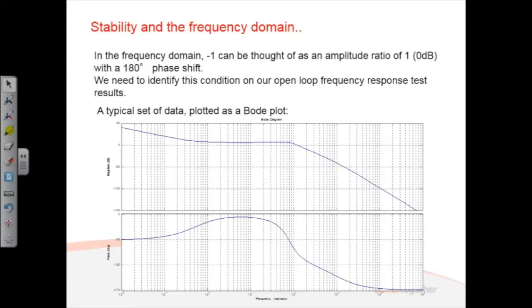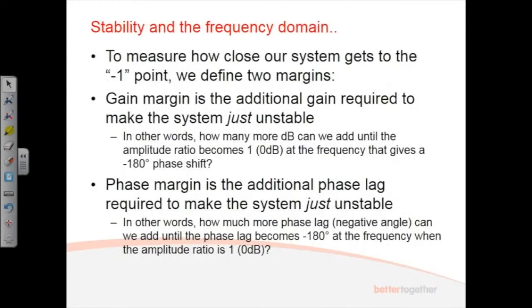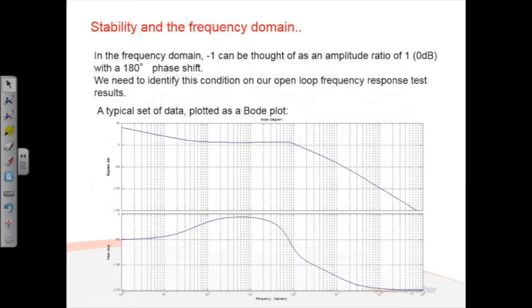Here's a typical set of data, and what I've measured here is the open loop response of a system. I haven't closed the loop yet. And what I'm interested in is, does this data get anywhere near -1? So I want to introduce two terms: the gain margin and the phase margin. Let me go back to that picture a minute. -1 is identified as 0 decibels and 180 degrees of phase shift.